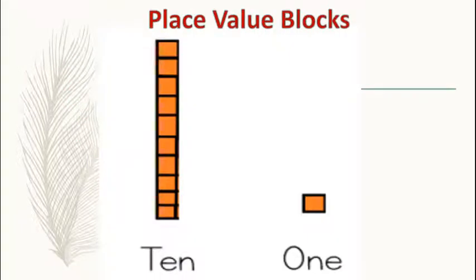Always remember your place value blocks. This long, thin rectangular shape is what we call 10, because if we count them, 1, 2, 3, 4, 5, 6, 7, 8, 9, 10. So this represents the place value block of tens, while the single block represents ones. Always remember the place value blocks that we will use to answer our activity.